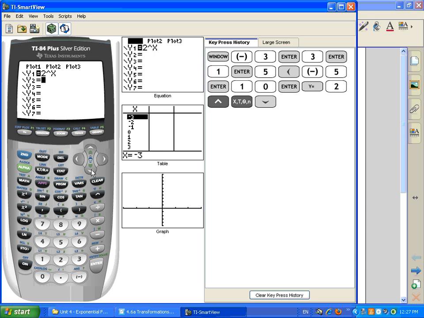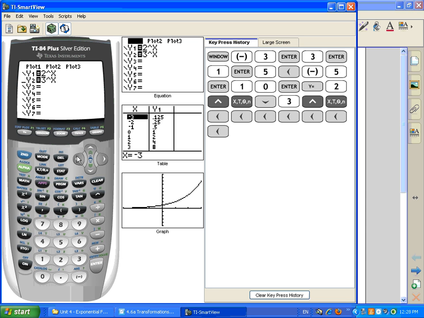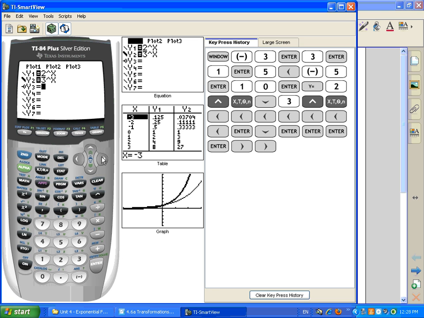The second equation is going to be 3 to the x. And I'm going to change that to a solid line. Just going to hit enter once. It's going to be a thicker line to make it bold. And then I'm going to go to the last one. I'm just going to change it to what I call the whirligig, which is that one. And then I'm going to change that to 4 to the x.